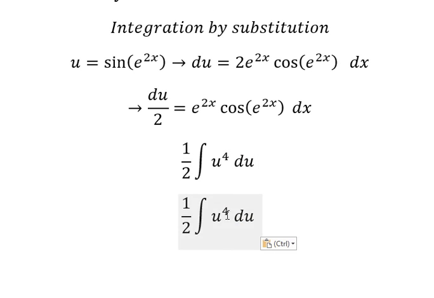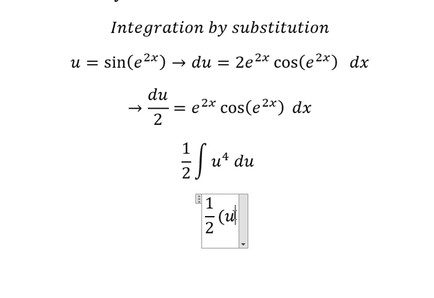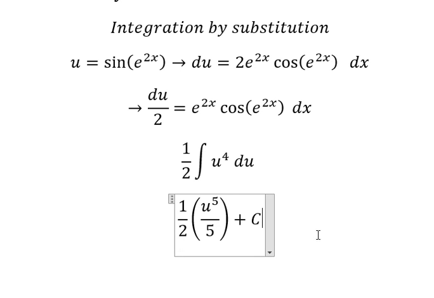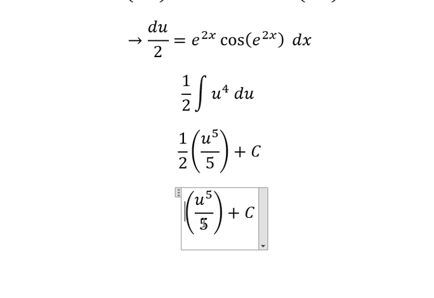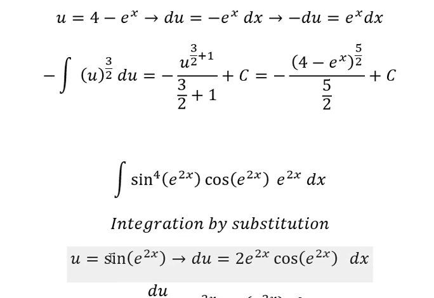The integration of this one, we have u to the power of 5 over 5, and we put c. Number 2 and number 5, we have number 10. About u, that is about this one.